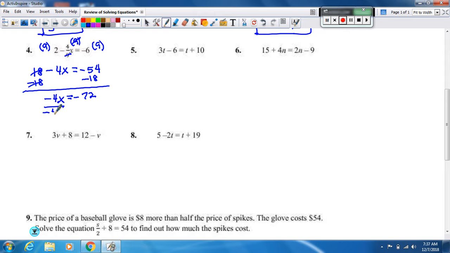Divide both sides by negative 4. Top cancels with bottom. x equals negative 72 divided by negative 4 is a positive 18.